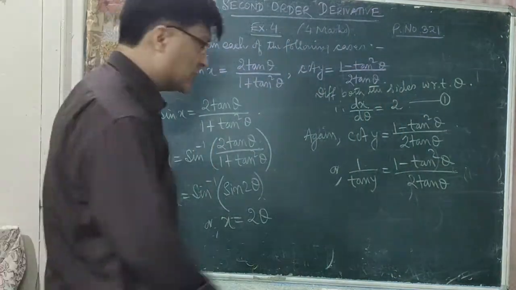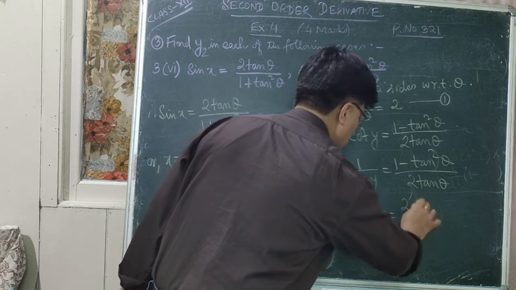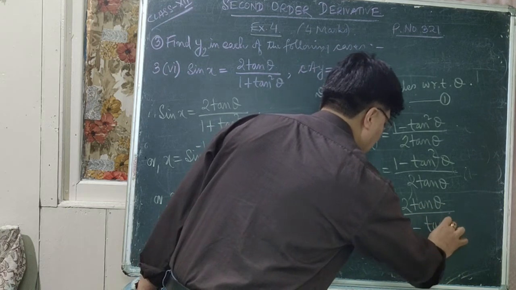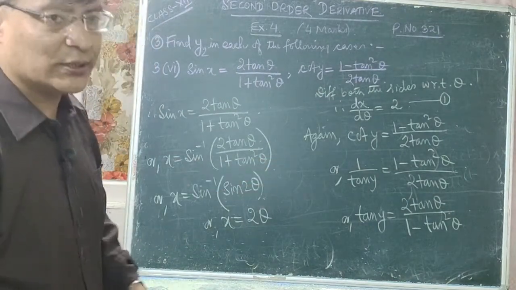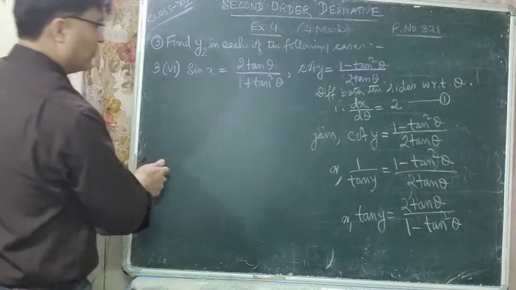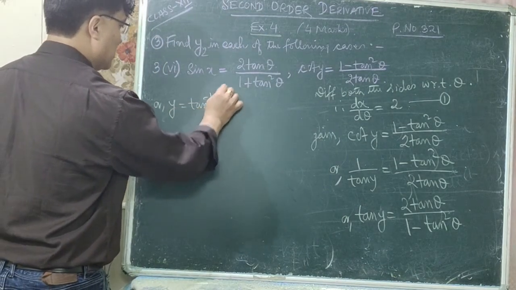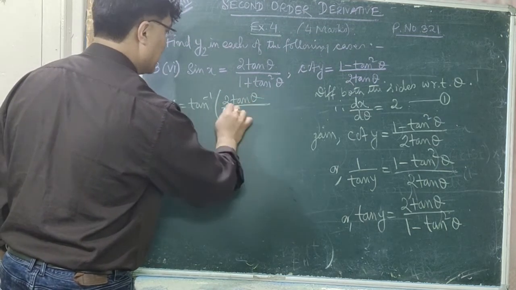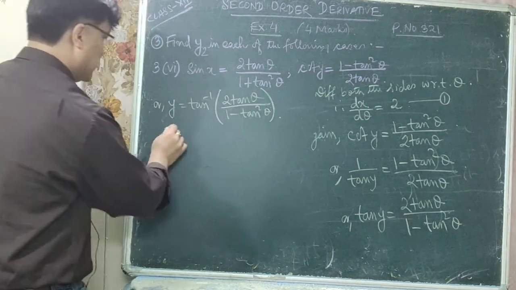Invert both the sides in this case. So what do we get? This is your tan y is equal to 2 tan theta divided by 1 minus tan square theta. So I think you have understood it. So let us get the value for y in this case. So what is the value for y here? Or y is equal to tan inverse. So within bracket, what do we have? 2 tan theta divided by 1 minus tan square theta, right?